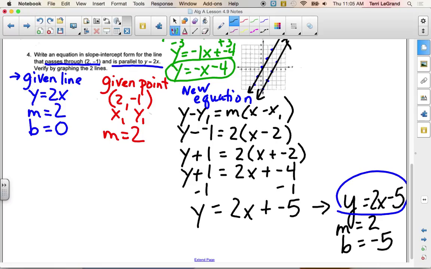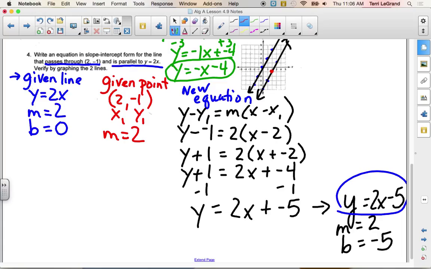But I'm still not going to be convinced that I'm right until I check to make sure it goes through the point it's supposed to go through. Okay? So it's supposed to go through 2, -1. Let's go through 2, -1, which is that point right there. I'm feeling pretty good. Okay, so again, make sure that you got the same thing I did. Were you successful when you graphed it? Did it go through the point it was supposed to go through?